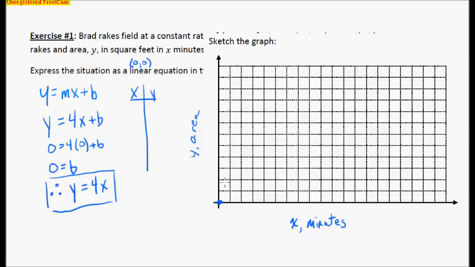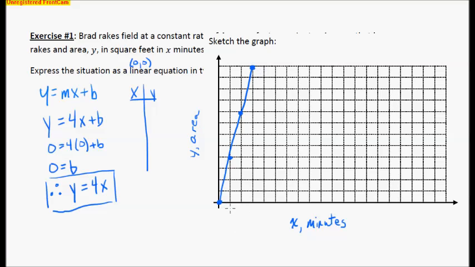The slope is 4, so I can simply go up 4, 1, 2, 3, 4 over 1. And there's another point that works. Up 4 over 1. Okay, up 4 over 1. So that would be a graph of this line that would describe his work that he's getting done.